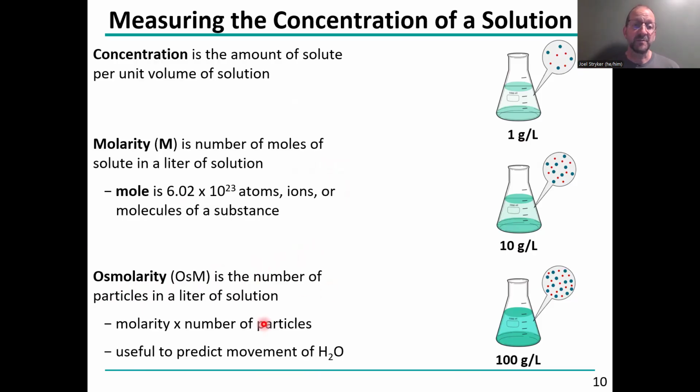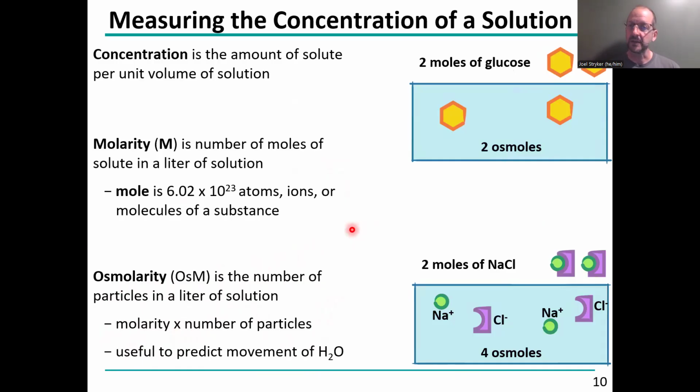Osmolarity is the number of particles in a liter of solution. What this is referring to is basically you take the molarity of the substance times the number of particles. And we're going to see an example of what that looks like in just a moment. Here we go. So if you had 2 moles of glucose, glucose is a molecule. It doesn't come apart. So even when you mix that in water, each molecule of glucose is going to stay a single molecule. So there's no change. So 2 moles of glucose is also equal to 2 osmoles.